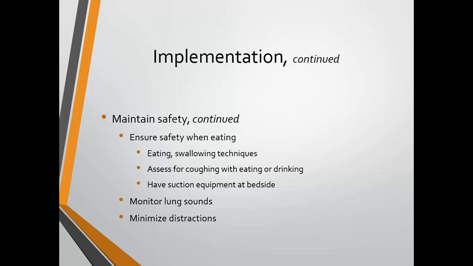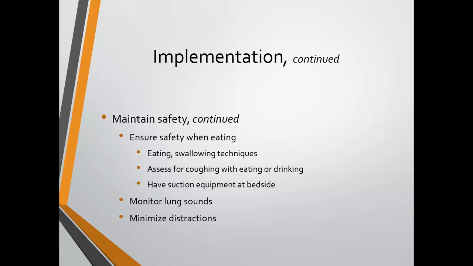Alright, other things to ensure safety while eating are eating and swallowing techniques, so putting the food behind the teeth on the unaffected side, making sure they tilt their head back to swallow, and this kind of helps them make sure that things don't stay in their mouth and hopefully they go down the right track. You want to assess for coughing with eating and drinking. They could be aspirating, so make sure you have suction equipment set up at the bedside. If they do start choking or aspirating, you want to monitor lung sounds to make sure that they're not getting fluid and stuff in their lungs.